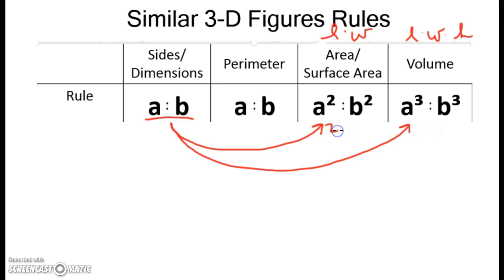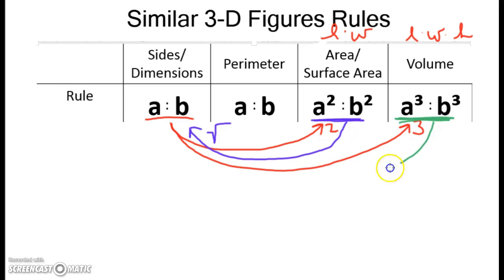So square, cube. Going backwards is a little bit more difficult. If you're here at a squared and b squared and you want to go backwards to the sides, the opposite of squaring something is square rooting it. If you are here at a cubed and b cubed and you want to go backwards to the sides, you take the cube root of it.